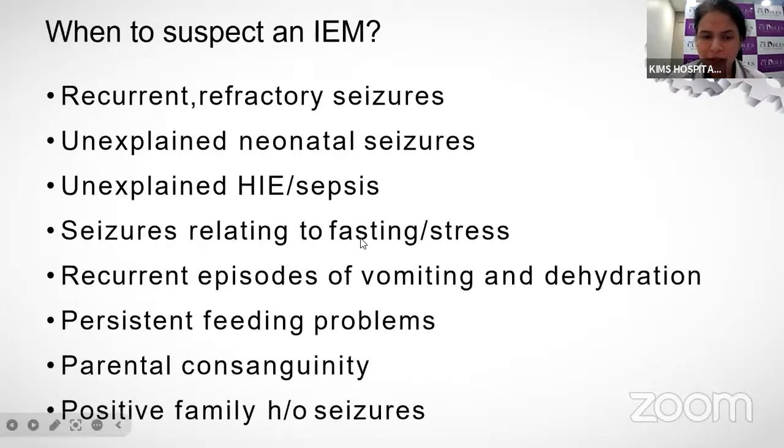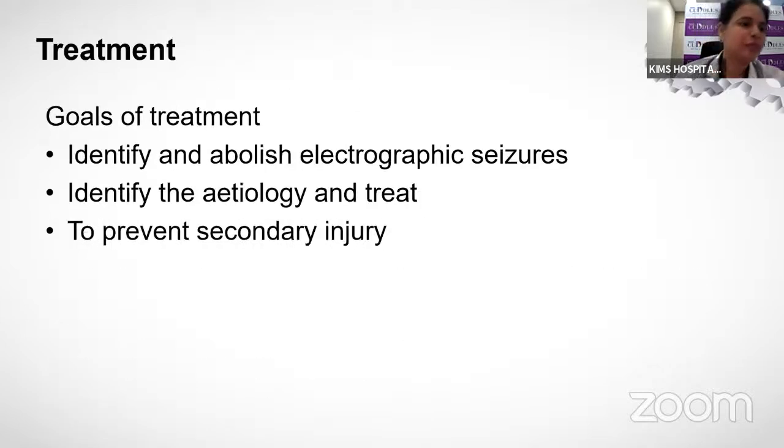These are the cases where we typically think of seizures secondary to IEM, and seizures that can be related to fasting or stress or illnesses may also make one suspect seizures due to IEM. There could be an episodic history of vomiting or diarrhea, dehydration, persistent feeding problems, and parental consanguinity. There may or may not be a positive family history of associated seizures.